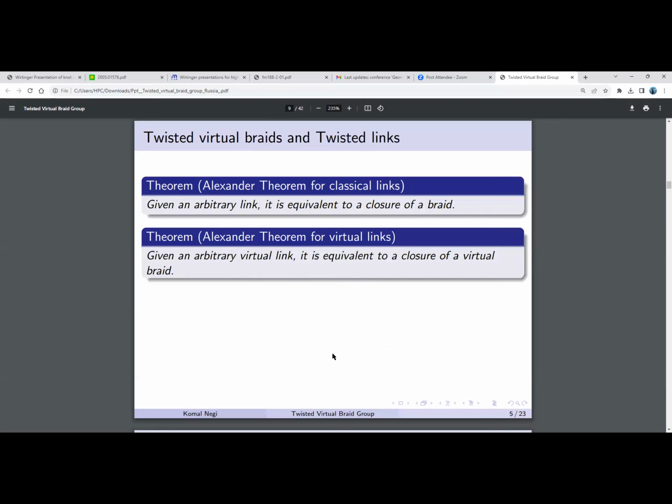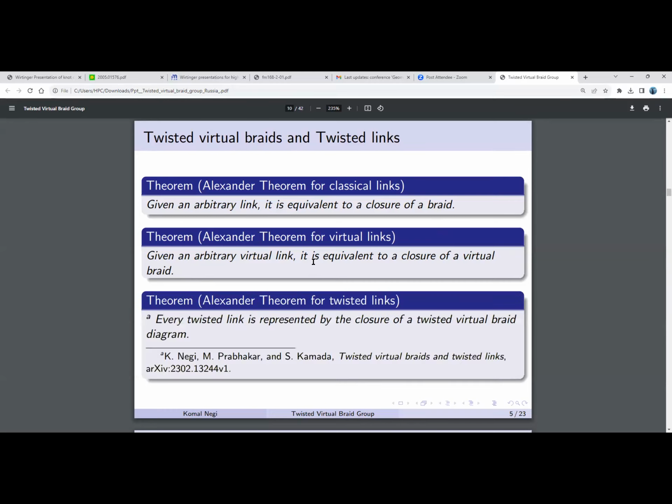As we know, there is a nice connection between links and braids. In classical knot theory, the Alexander theorem says that an arbitrary link is equivalent to the closure of a braid. A similar connection exists between virtual links and virtual braids. Recently, we have discovered a similar connection between twisted links and twisted virtual braids in our work, Twisted Virtual Braids and Twisted Links, which is a collaborative work with M. Prabhakar and S. Kamada. This Alexander theorem for twisted links says that every twisted link is represented by the closure of a twisted virtual braid diagram.